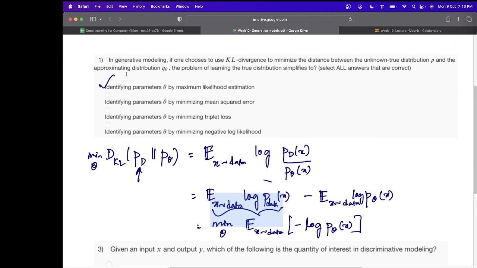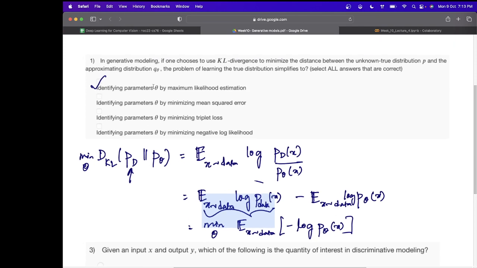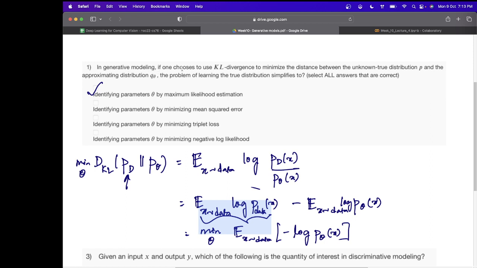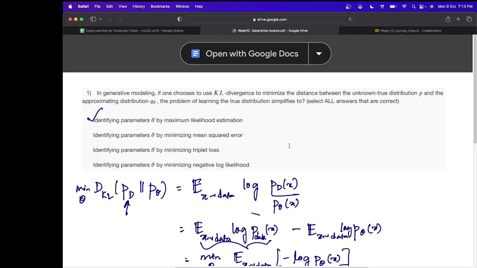Right. So let's go through this part once. Okay. So this question, in generative modeling, if one chooses to use KL divergence to minimize the distance between the unknown true distribution P and the approximating distribution Q theta. Different people use different notations to denote all of these. So the problem of learning the true distribution simplifies to what? The answer is already marked here.